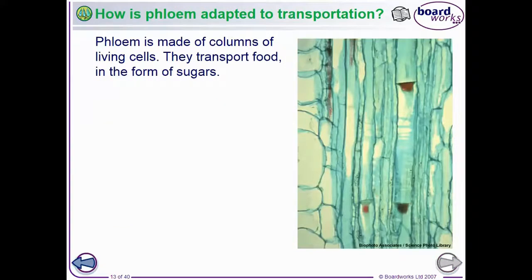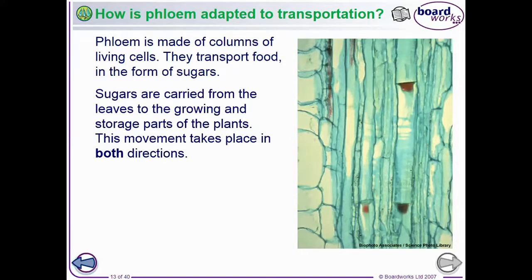Now when we look at how the phloem vessel is adapted to transport. Now phloem is made up of columns of living cells, and they transport food in the form of sugars. Sugars are carried from the leaves, because that is the site of photosynthesis, to the growing parts of the plant for storage, okay?